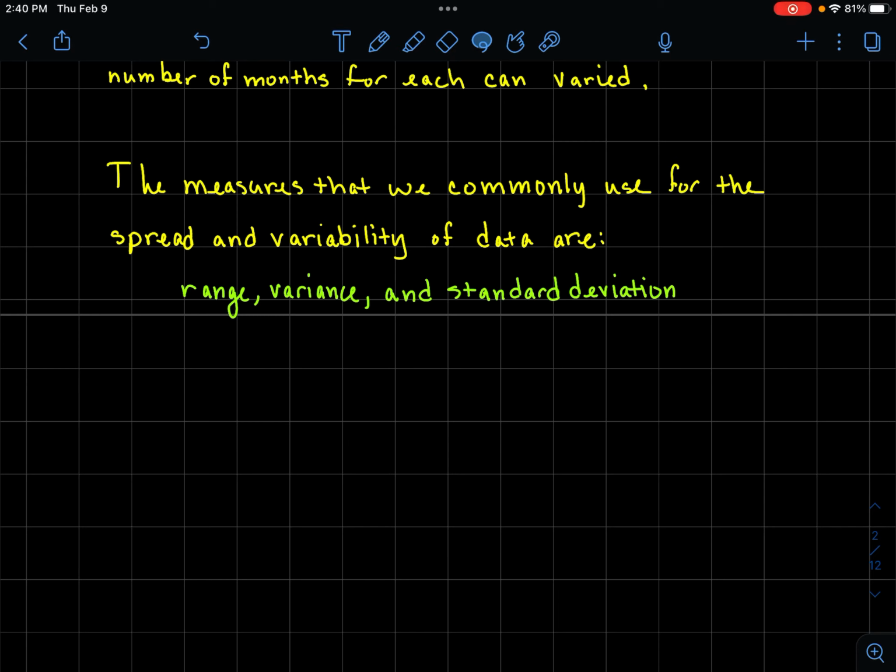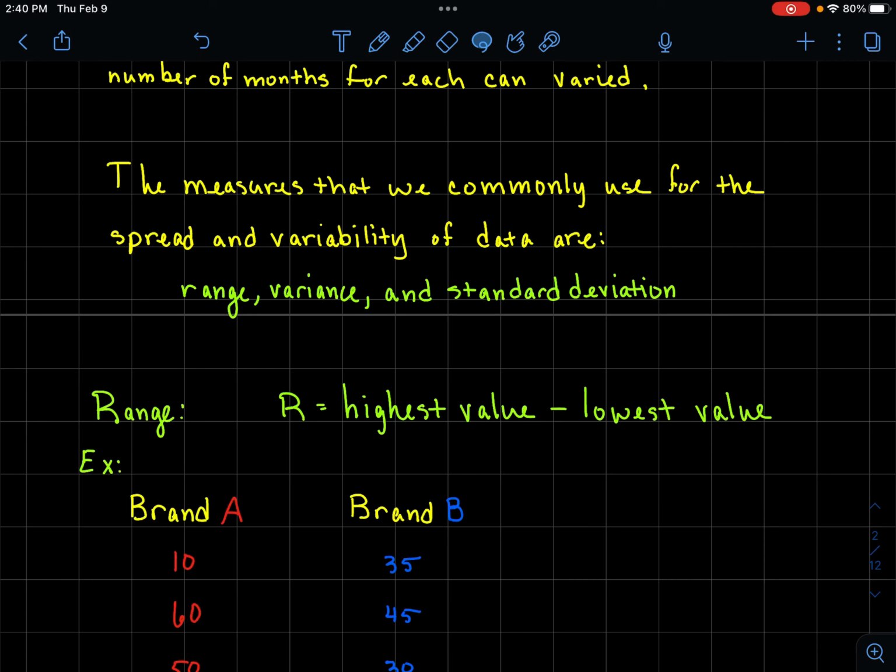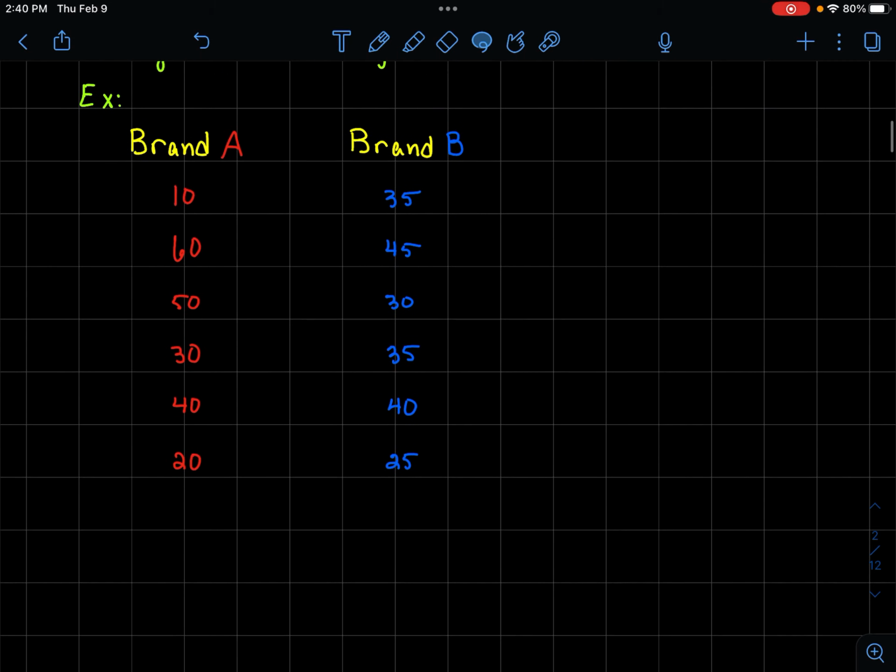The most common measures that we use for spread and variability of the data: the first one, really common, is called the range. Then we have the variance and the standard deviation. We're going to start off simple and find the range of these values. We probably know this from some of our earlier math classes. The range, which we can represent with a capital R, is just the highest value minus the lowest value.